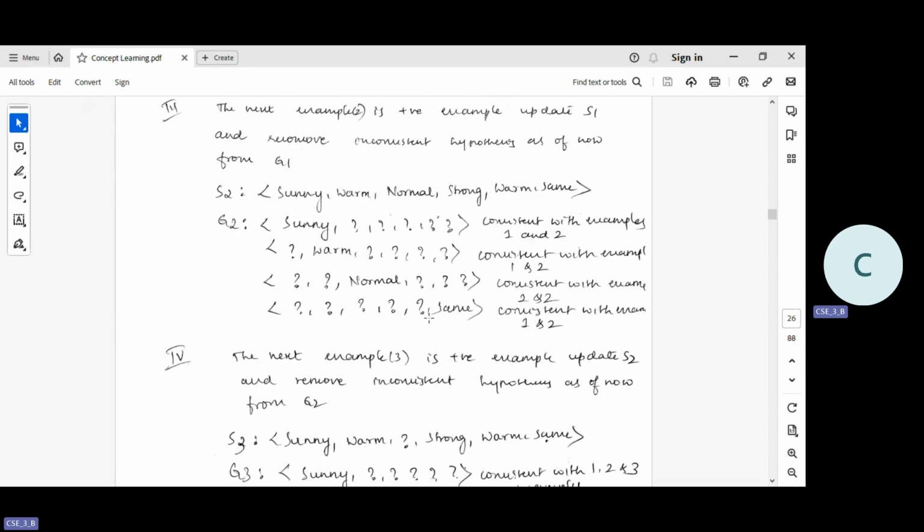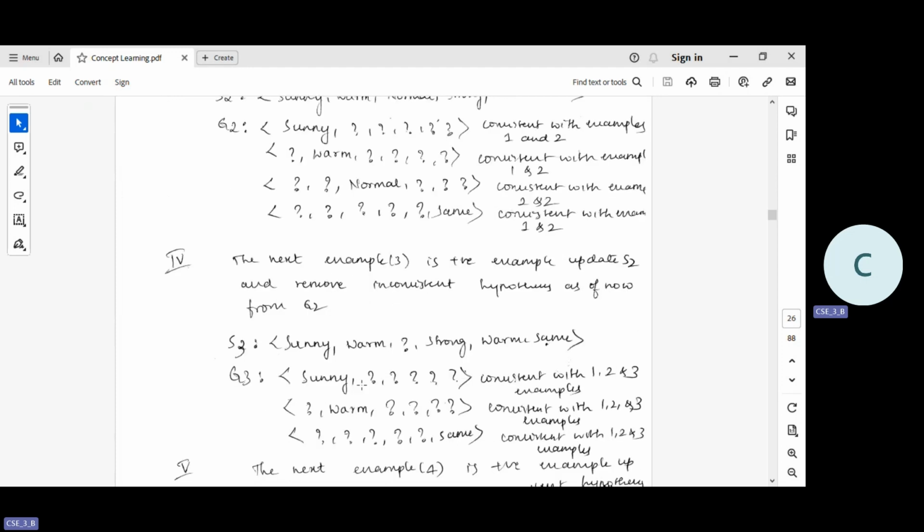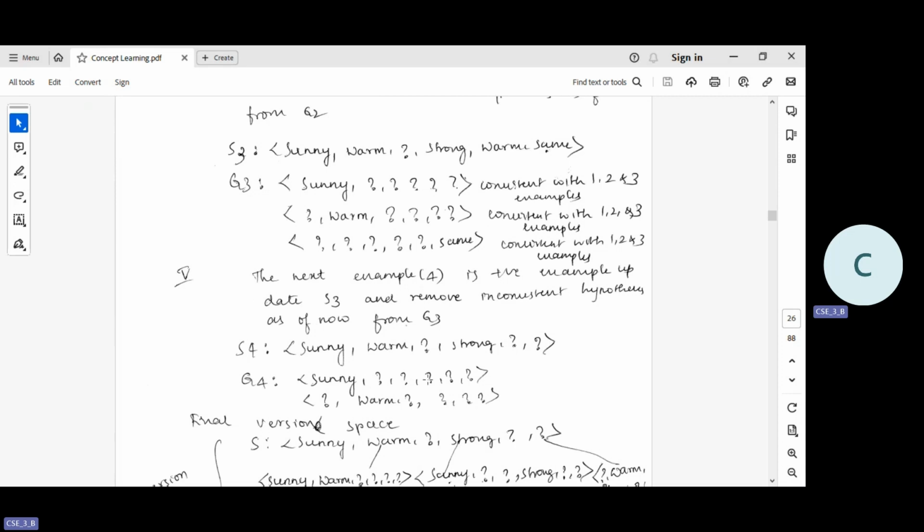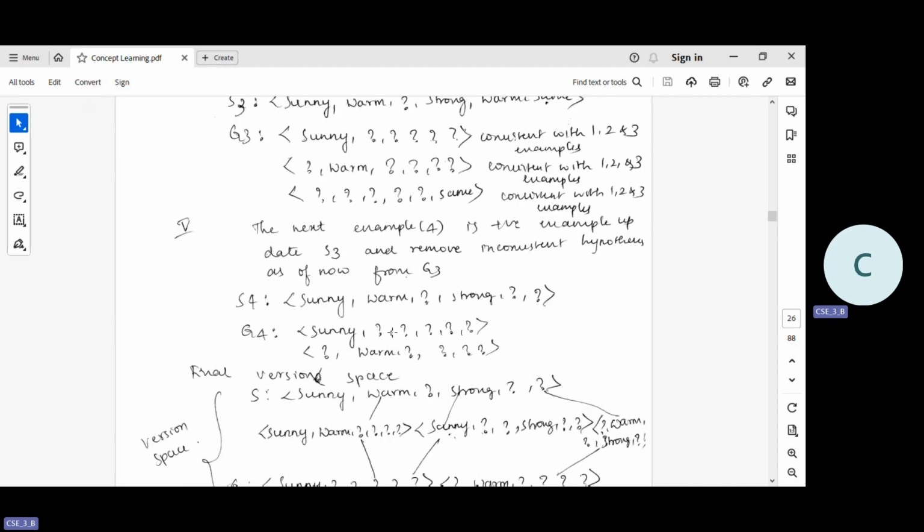So what are we going to do? We are removing that. And we are updating the G4 with what? That is Sunny, then all question marks, then question mark, warm, and then all question marks. So now what is the final version space? Since here there is one specific hypothesis, and there are two hypotheses in the generic boundary.